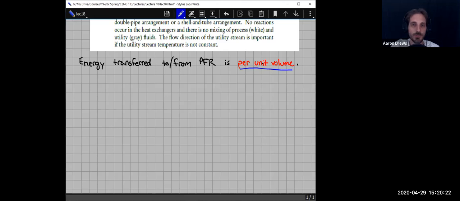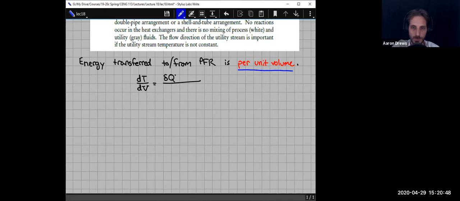In a CSTR, we just knew the area, right? We would tell you, oh, it's a cylinder of such and such a diameter and such a height, and we would just calculate the area. It was a geometry problem. But in the PFR, the problem is a little bit different because we're dealing with a differential. So our differential was dT/dV is equal to this delta Q.